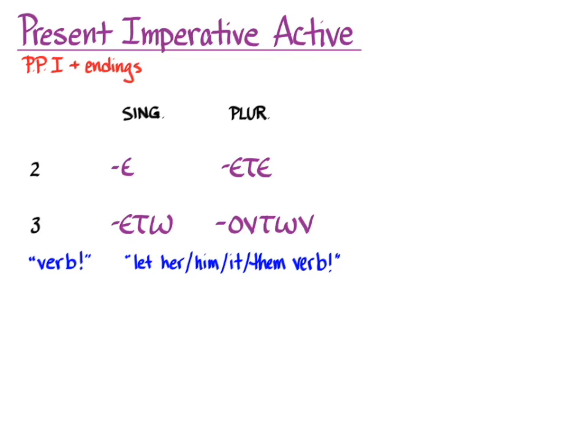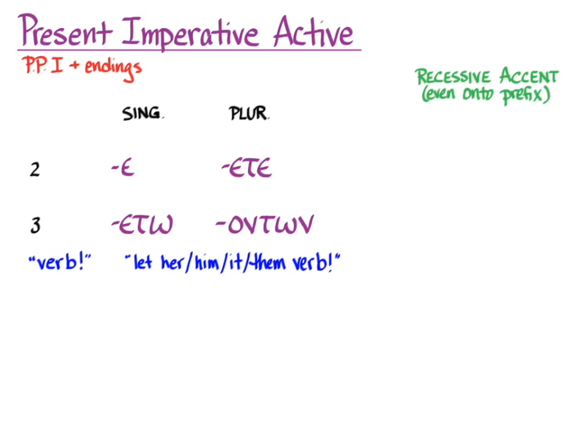Verb, do this. In the third person imperative, which English doesn't have a separate form for, we're going to have to use the construction let somebody do something. So let her verb, or let him verb, or let it verb for the singular, and let them verb for the plural. We don't really do the direct command to a third party, and this is as close as English gets.